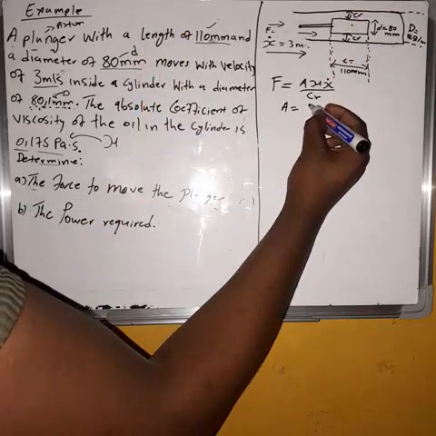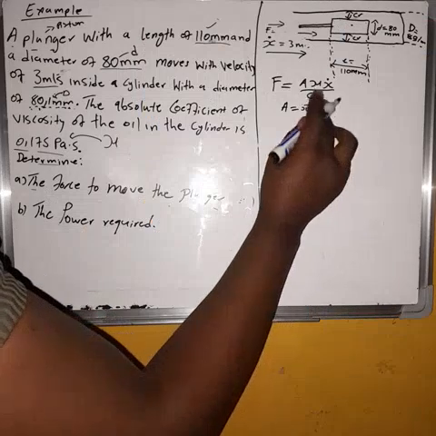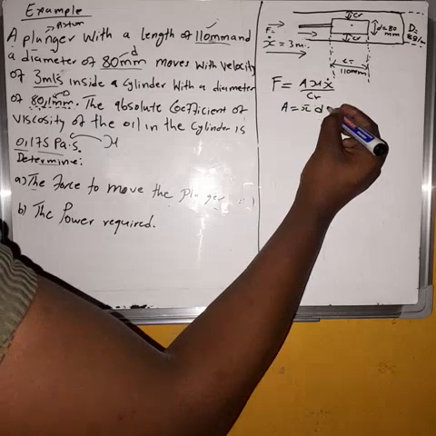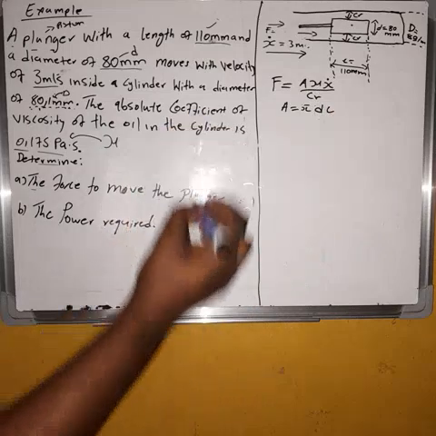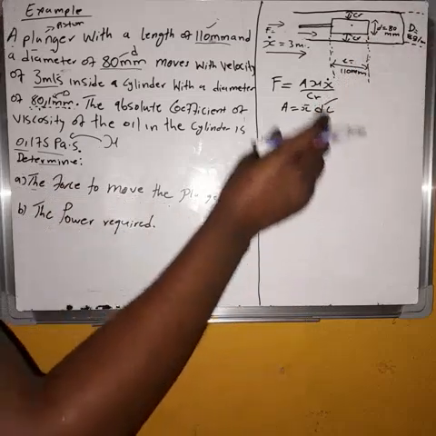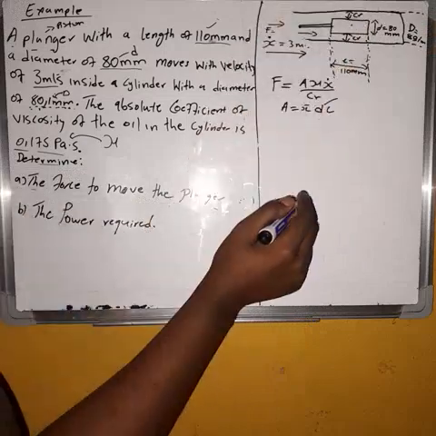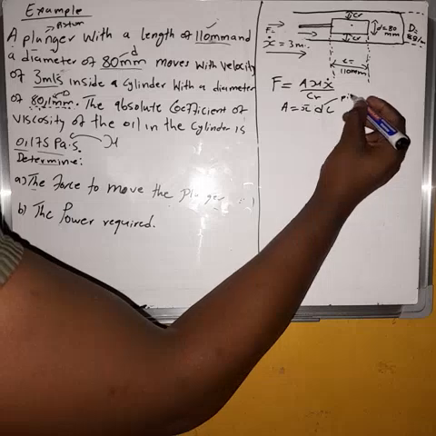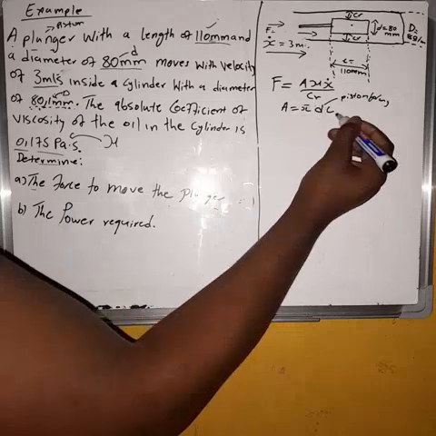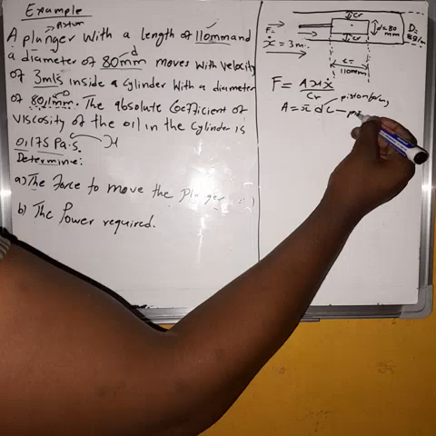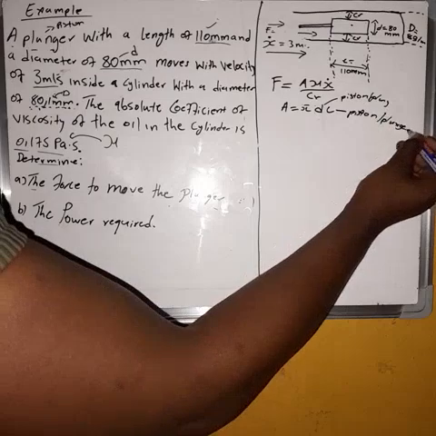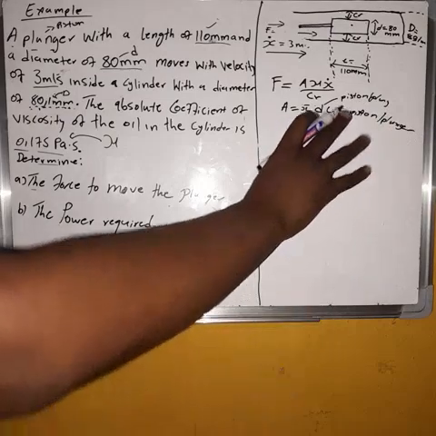Now, the area: we focus on the piston or plunger. It is given by pi times small d times L. This d is not the diameter of the cylinder, it's the diameter of the piston or plunger, small d. Also, L is the length of the piston, not of the cylinder. Do not make a mistake and use the length of the flange.